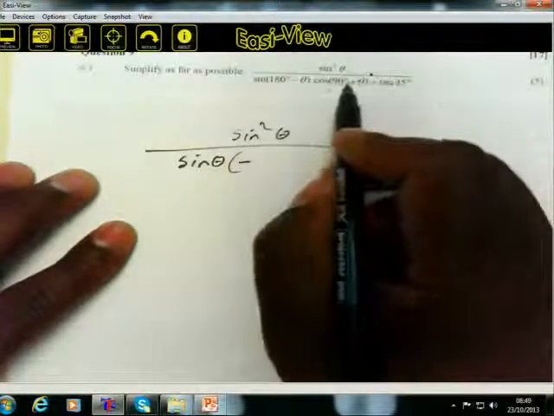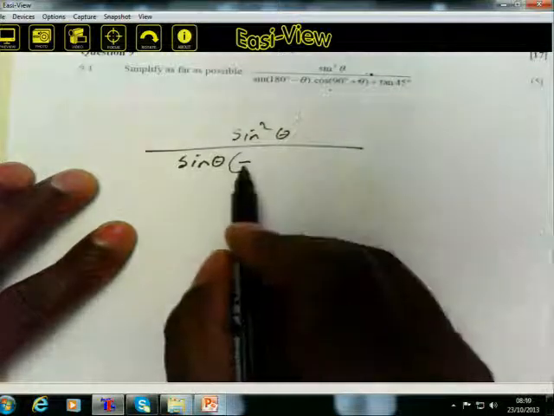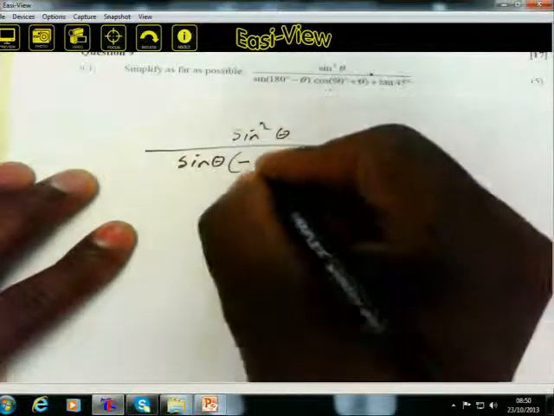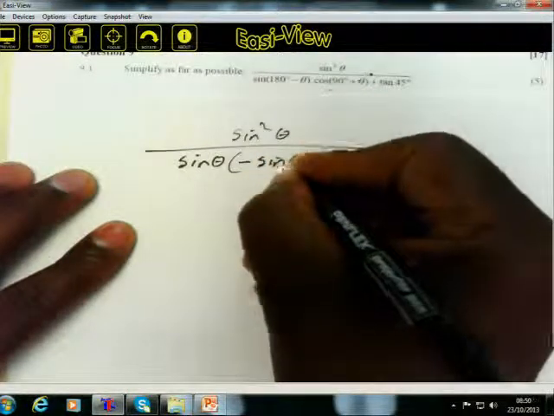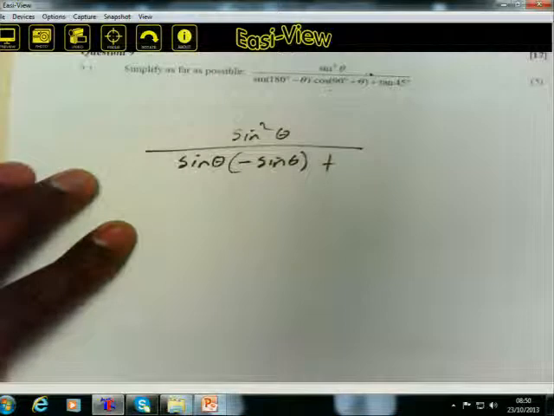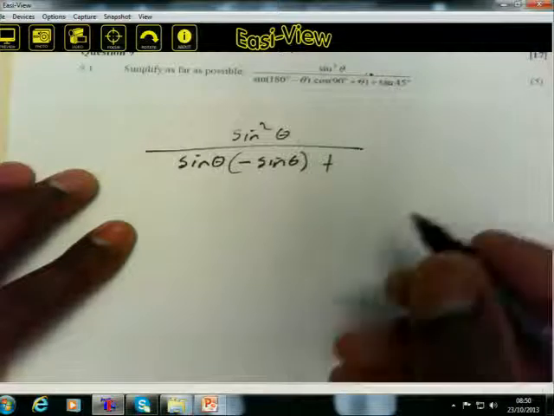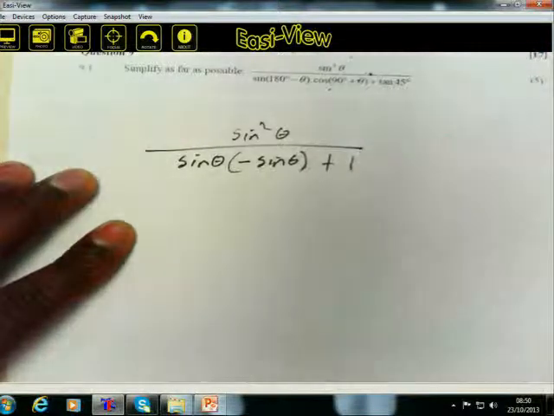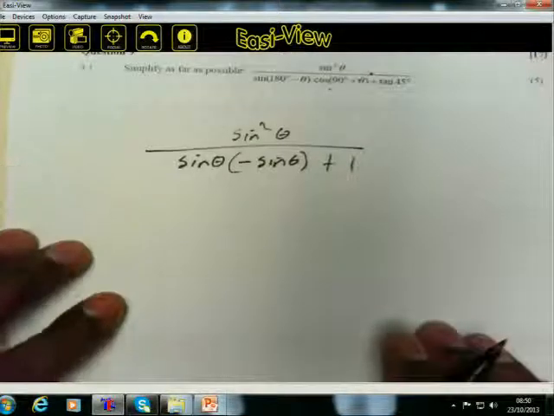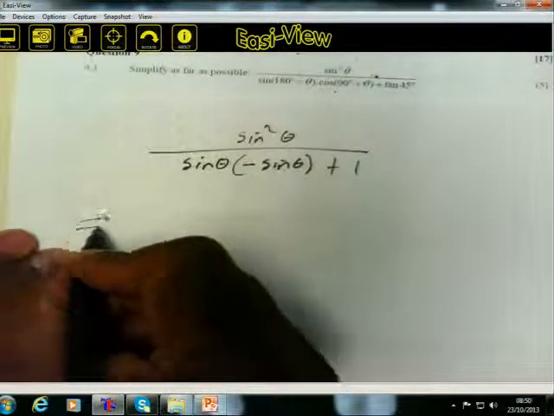In the second quadrant, cos is negative. That's why I put this negative here. But because we've got 90 there, cos will change to sine theta. Plus the tangent of 45 degrees. Special triangle for 45 degrees. Therefore, tangent of 45 degrees using that special triangle is 1. The tangent of 45 degrees will then be 1. Now let's simplify it further.